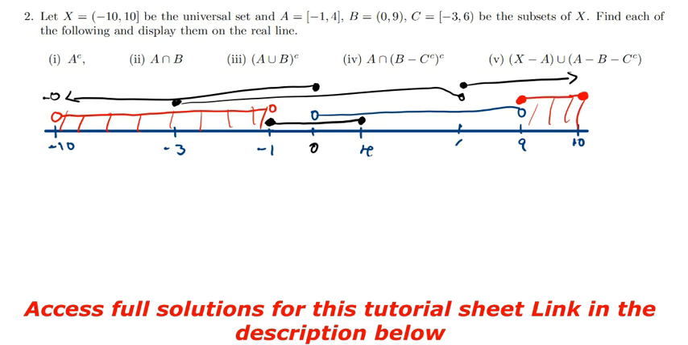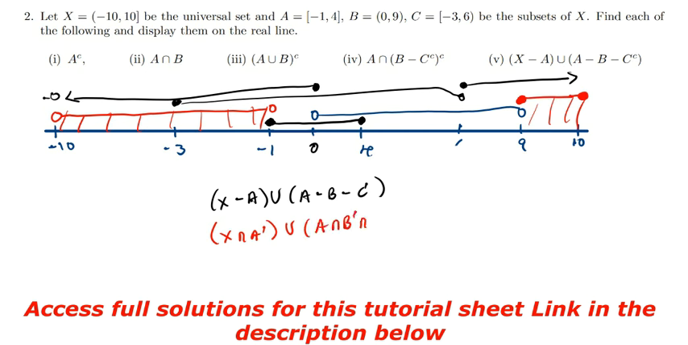Then the last part, which is part 5. So we have X intersection. Remember that X is the universal set minus this. Then union open A minus B minus C complement. So simplifying this, we're going to get universal set intersection A complement union A intersection B complement intersection C complement. So C has got a complement already. Remember I have B minus C complement.